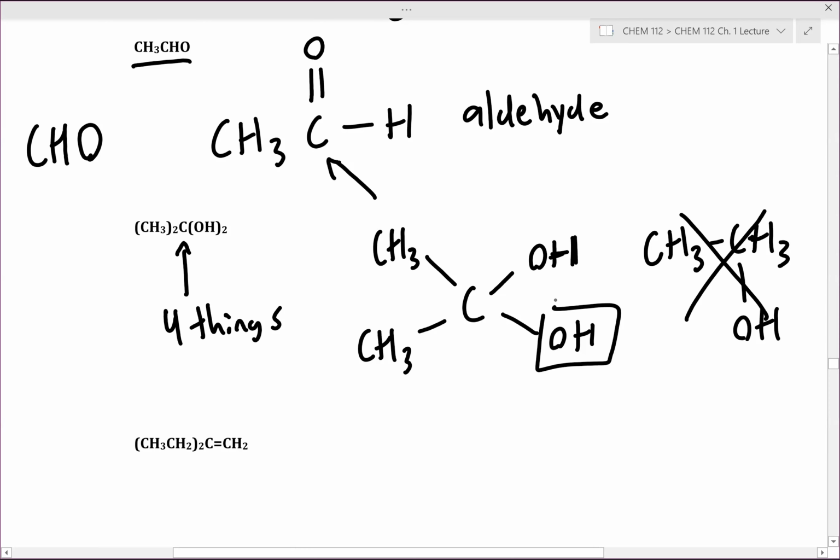And then finally, to add in our lone pairs, how many lone pairs do I need to put on this alcohol oxygen? How many lone pairs? 2. Because oxygen wants a total of 8 electrons. So we have 2 bonded atoms and 2 lone pairs. Does that make sense? Let's do another example.